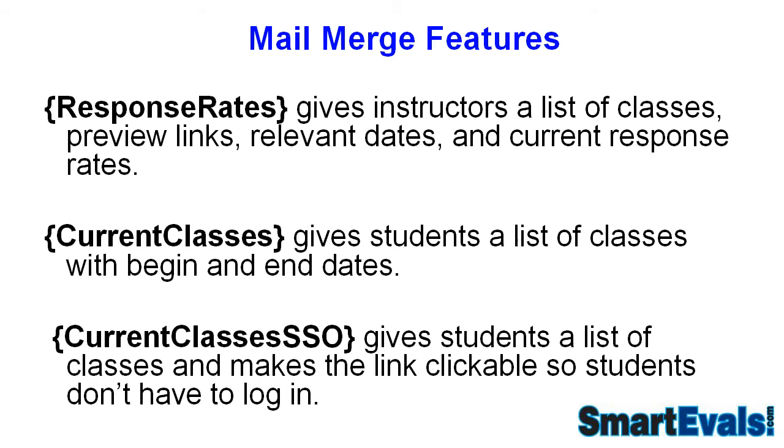The key ones are to show your faculty a list of their classes, allow them to preview their evaluations, and see their response rates. This is the response rates mail merge feature. For students, we will show the students their open evaluations. We can also fill the grid with the students' open evaluations with hyperlinks, so if the student clicks on one of them, they're logged in.